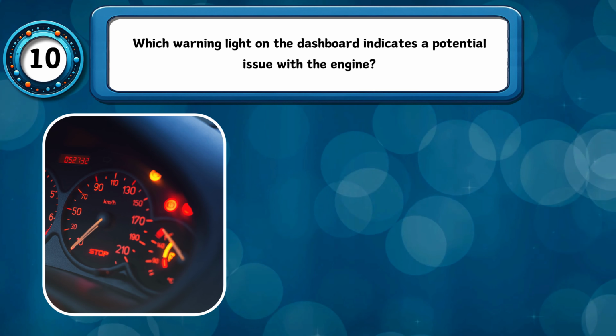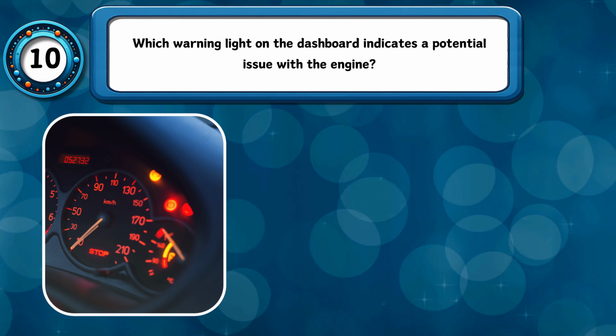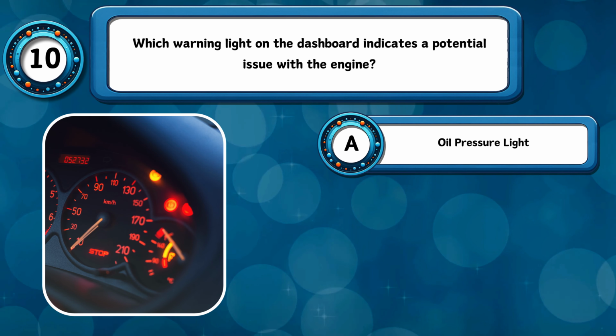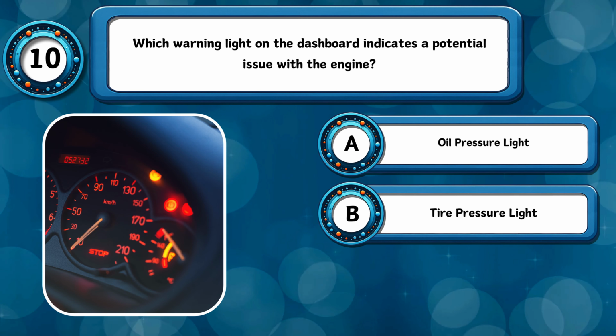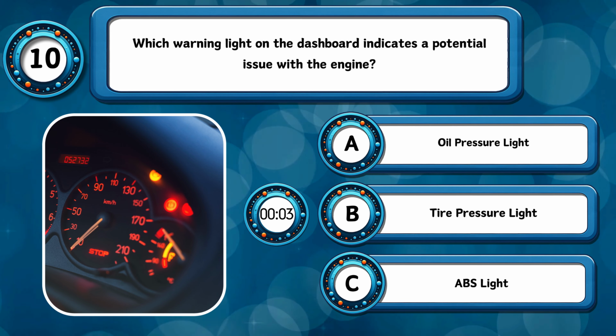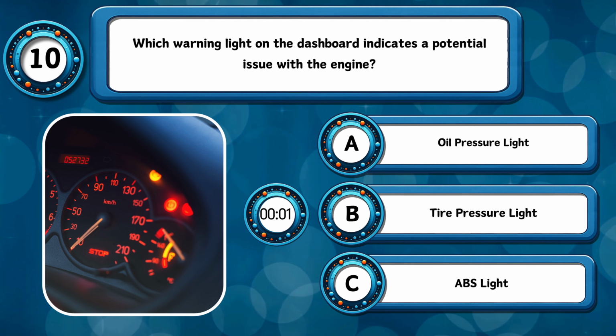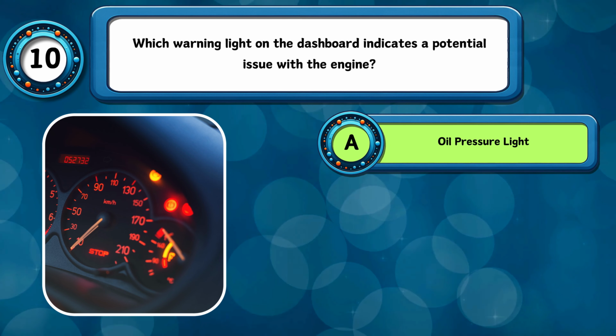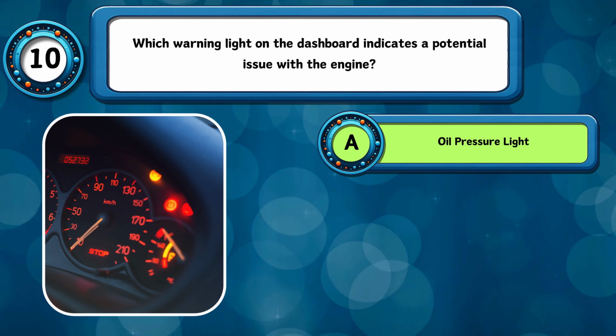Question 10. Which warning light on the dashboard indicates a potential issue with the engine? A. Oil pressure light. B. Tire pressure light. C. ABS light. Correct answer is A. Oil pressure light.